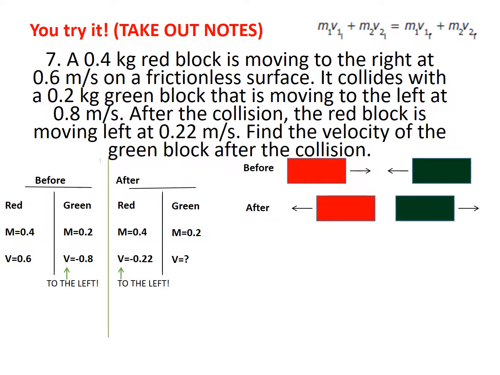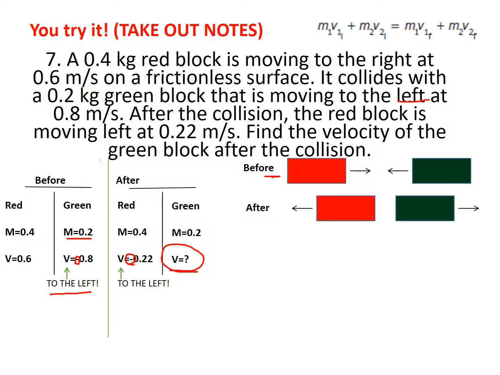A 0.4 kilogram red block is moving to the right at 0.6 meters per second on a frictionless surface. And so we see this in the red block here. And so we put our information. M is 0.4, V is 0.6, and it's going to the right, so it remains positive here. It collides with a 0.2 kilogram block, so we put that info here for before, that is moving to the left at 0.8 meters per second. So if it's going to the left, it has to be negative. Remember, values to the left are negative. After the collision, the red block is moving left, so it has to be a negative 0.22 meters per second. Find the velocity of the green block after the collision.